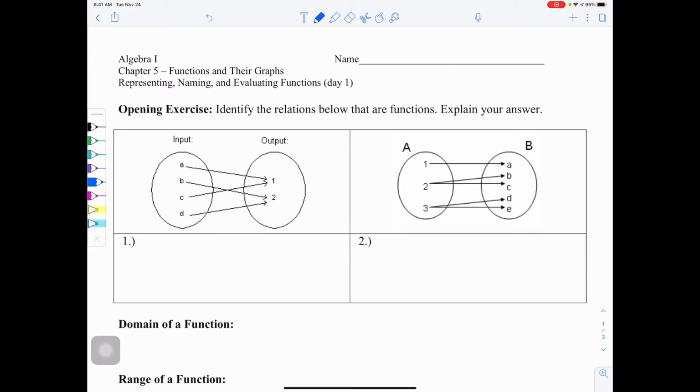To start, please do the opening exercise, which says identify the relations below that are functions, explain your answer. So at this time, pause the video and try these problems on your own, and when you're ready to go over the responses, you can resume the video. Number 1 should be is a function.